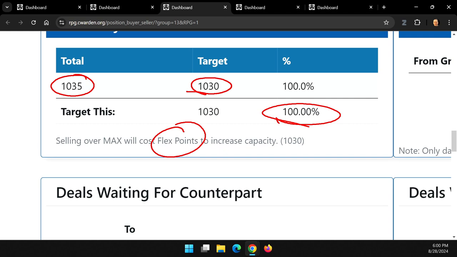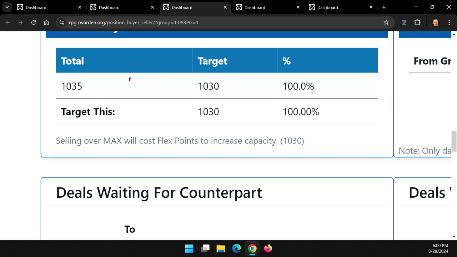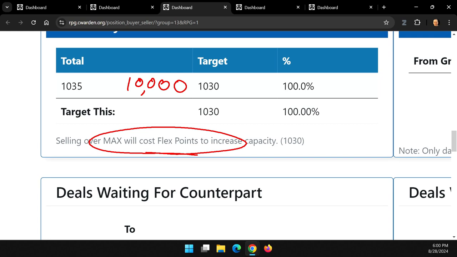Could they go under this? Could they be less? Could they, for example, maybe sell 100 units only? Yeah, that's okay. Could they sell 1,000 units? Yeah, that's okay. Could they sell 10,000 units? Yes, they could. But they will have to pay for the more production, for the extra production. And that's in the flex point section.